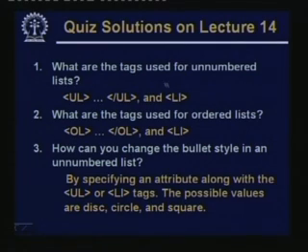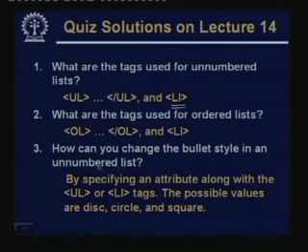What are the tags used for unnumbered lists? Well, this is easy: UL and LI, list item, you have to specify. Tags for ordered lists: OL and LI.